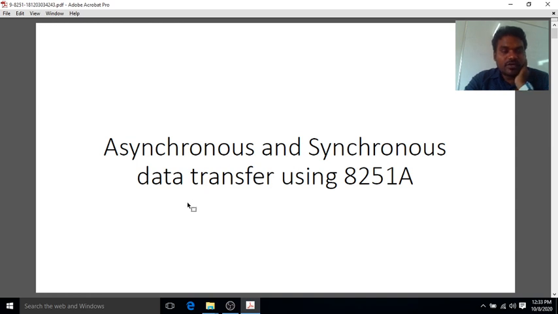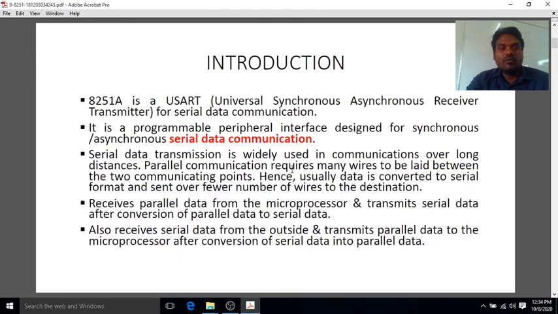In today's class we are going to discuss about the USART, that is nothing but Universal Asynchronous and Synchronous Receiver and Transmitter. It is a programmable integrated circuit. That means according to the user program, this 8251 or USRT is going to support the serial communication. Then what is the USRT? I am going to explain now.